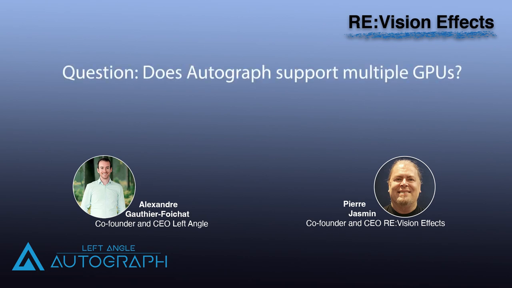Does Autograph support multiple GPUs? Currently it doesn't, because the drawing APIs we use don't support multiple GPUs. It would make sense if we start supporting path tracers such as Redshift.